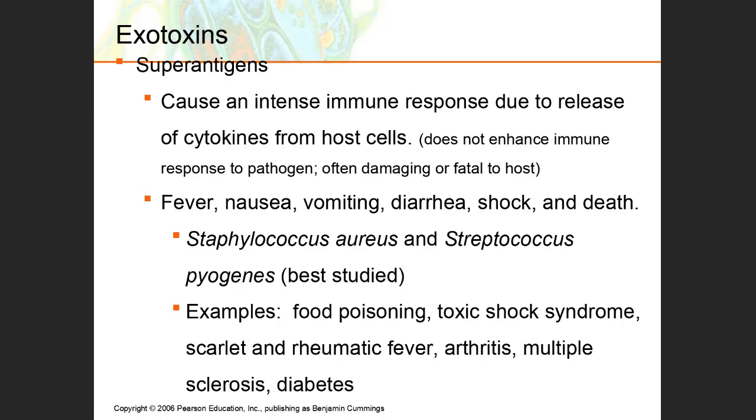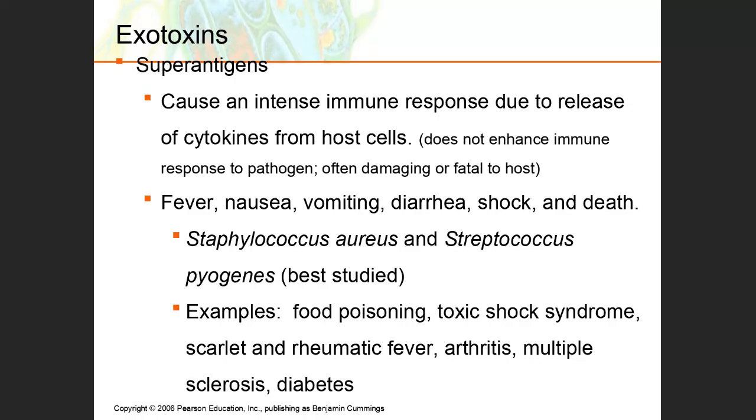Staph and strep are common examples. They can produce a wide variety of diseases depending upon the kinds of toxins they produce and the response by the immune system. So staph can cause food poisoning, right? It can produce gastrointestinal toxins, toxic shock syndrome, scarlet and rheumatic fever, and arthritis because it's autoimmune arthritis, right?